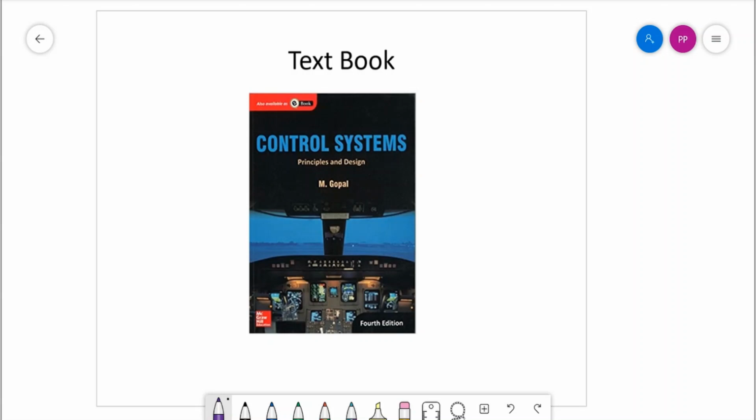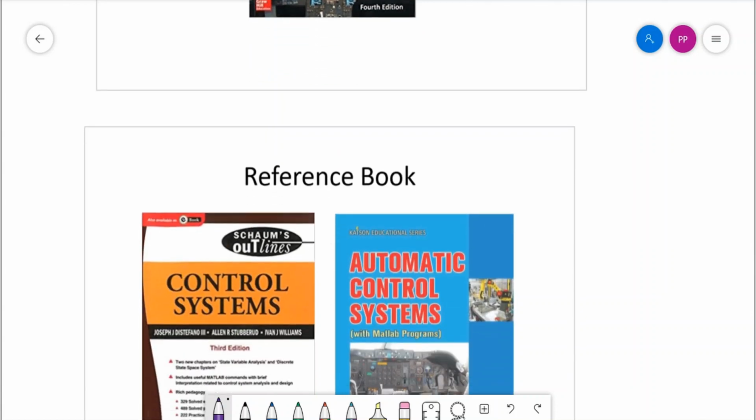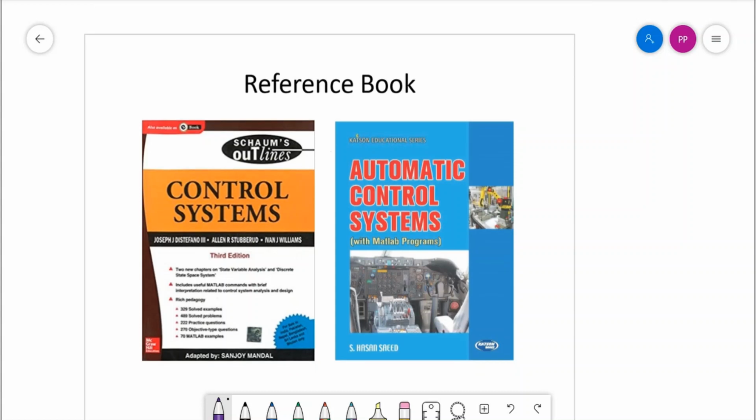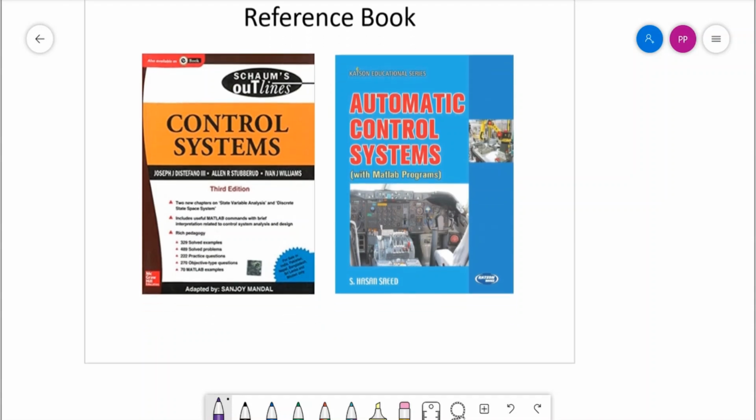So friends, this is the textbook by Professor M. Gopal on control systems. We can refer to it and see more problems. At the end of each exercise, there are objective questions also for your reference. Similarly, these two books are also having exercises and important questions to practice.